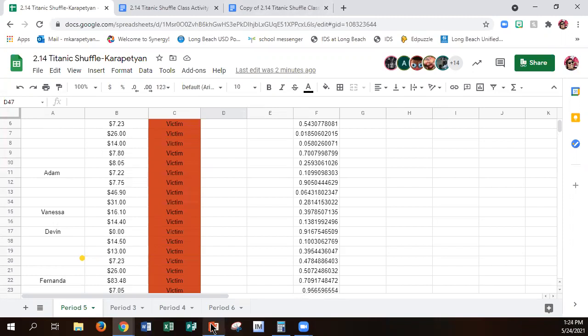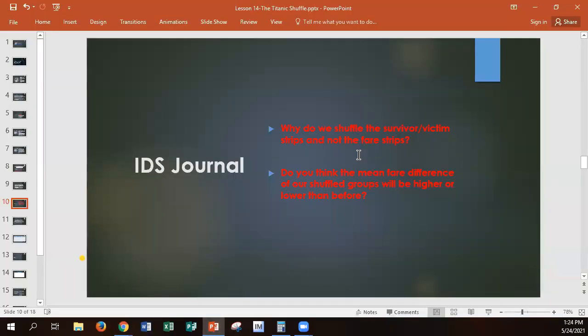Okay. So this is a journal entry we want to do. Why do we shuffle the survivor and victim column and not the fare column? Do you think the mean fare difference of our shuffled groups will be higher or lower than before? I want you guys to answer these two questions. I'll give you 3 minutes to do so.